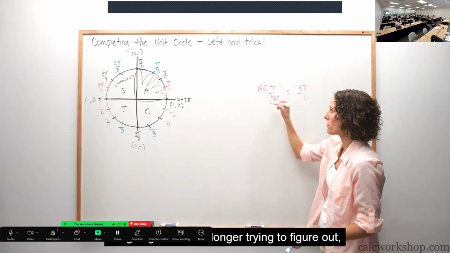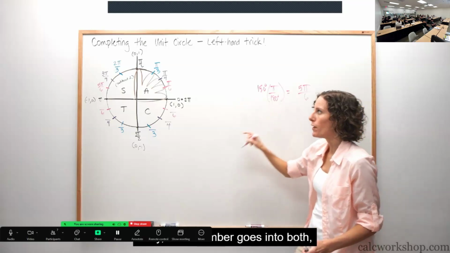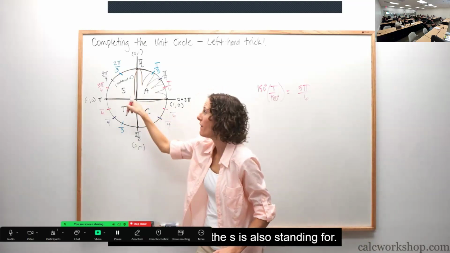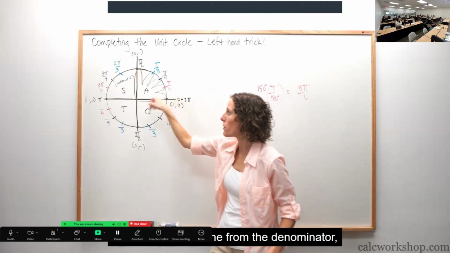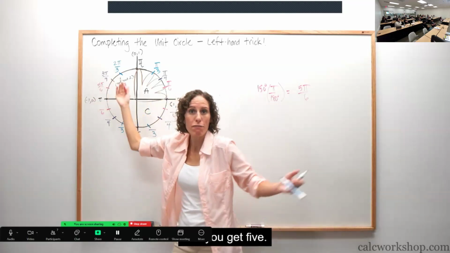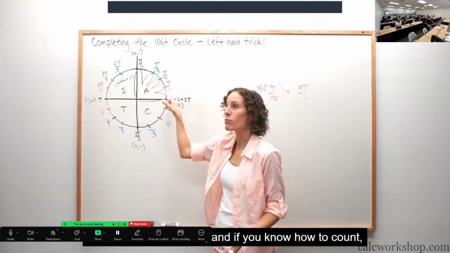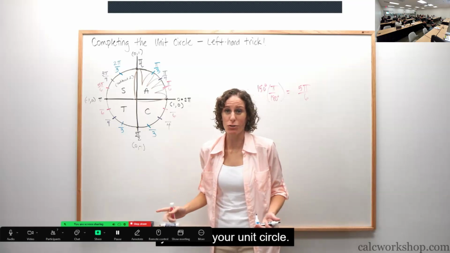That's going to take us longer trying to figure out, okay, what number goes into both. Or we can use the fact that we know what the S is also standing for. It means subtract 1 from the denominator, and you get 5. 5 pi over 6. You don't even have to think very hard. You know how to count, and if you know how to count, you know your unit circle.